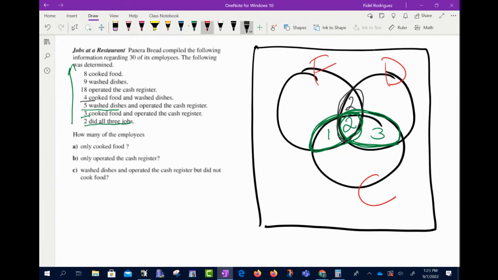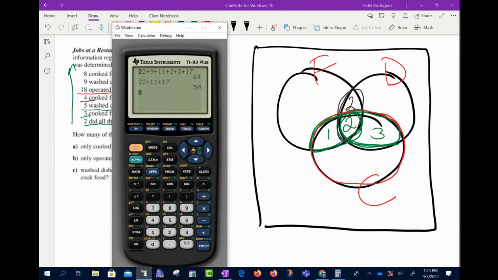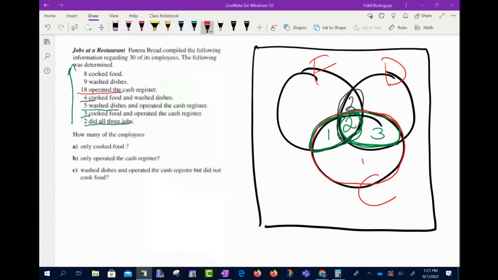Now, the next part here says 18 operated the cash register. So everybody in this circle here, y'all, has to add up to 18. So look, let's clear this out. Let's go 1 plus 2 plus 3. That's going to give me 6, and 18 minus 6 is going to give me 12. Very good. So that's going to go right there.